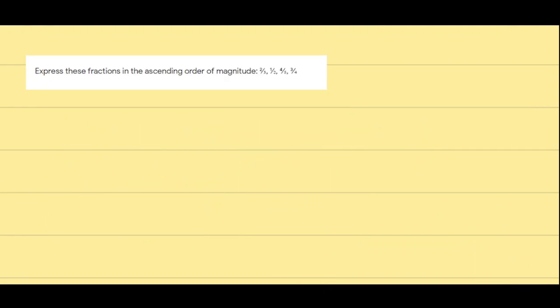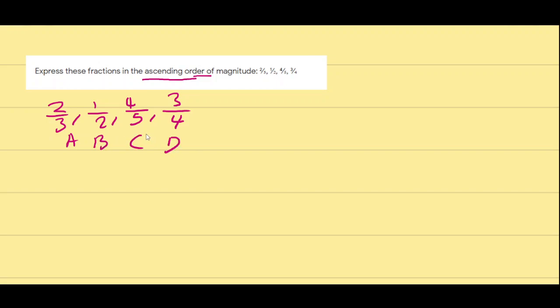Okay, here we are asked to express these fractions in ascending order. So we have 2 over 3, 1 over 2, 4 over 5, and then 3 over 4. Now, this is actually one of my favorite problems in the list I have here, because I always like solving problems like this. What they ask us to do is to find out which one is greater between quantity A, quantity B, quantity C, and quantity D. So we call them A, B, C, and D.